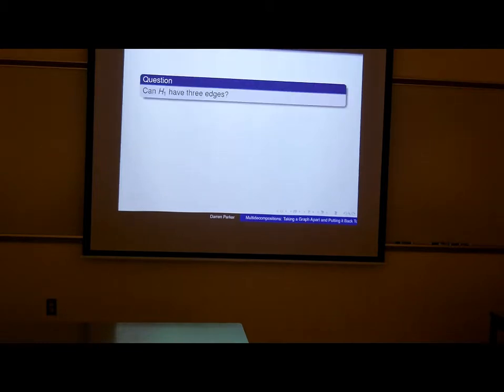Okay? Well, can H1 have three edges? That's a good question. So let's see if we can answer that. Well, let's put it in two cases. The first case is if our H1 looks like this. In other words, all three edges share a common vertex. That one's actually going to cause us problems if we put the other edges in of K4 and then split them apart. Whoops, that red one only has three vertices.